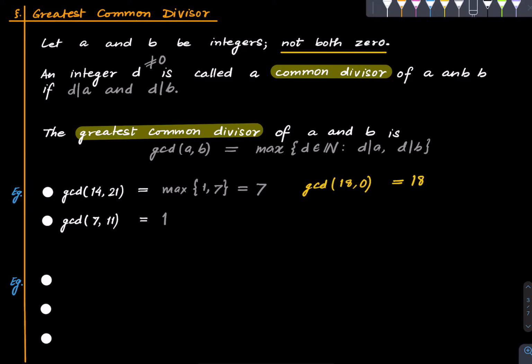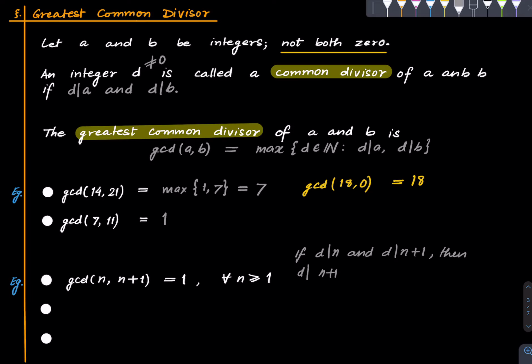Okay, here are some more sort of abstract examples. Note that if you have any positive integer n, then the GCD of n and n plus 1 is 1. So if you take two consecutive positive integers, their GCD is going to be equal to 1. The reason is very simple. If d divides n and d divides n plus 1, then d also divides their difference. d divides n plus 1 minus n. Right? If you have something which divides two integers, then that something also divides the difference of the two integers.